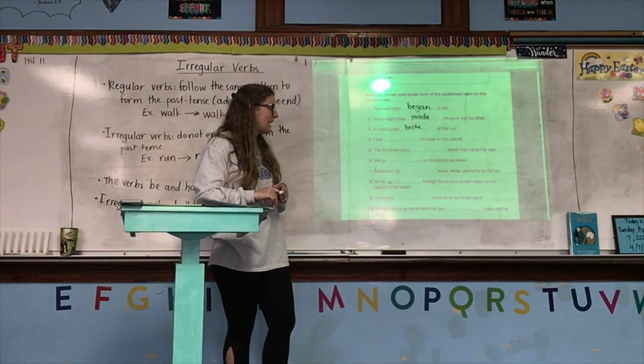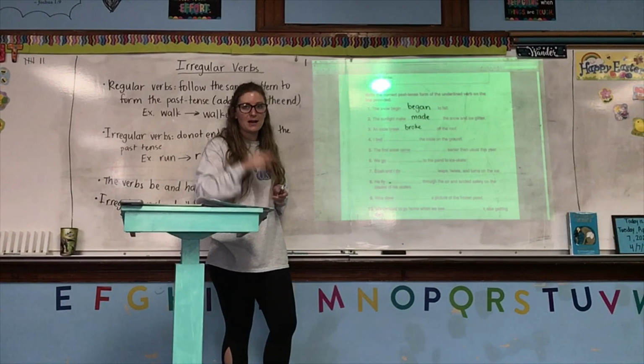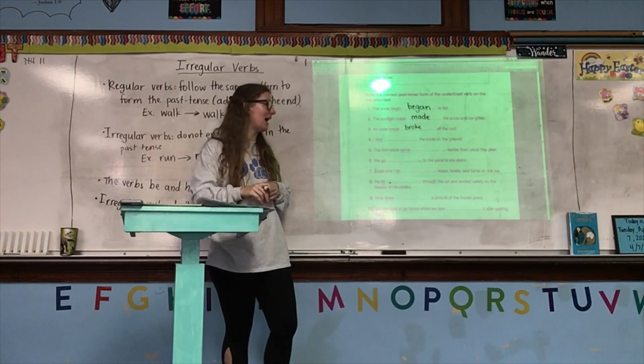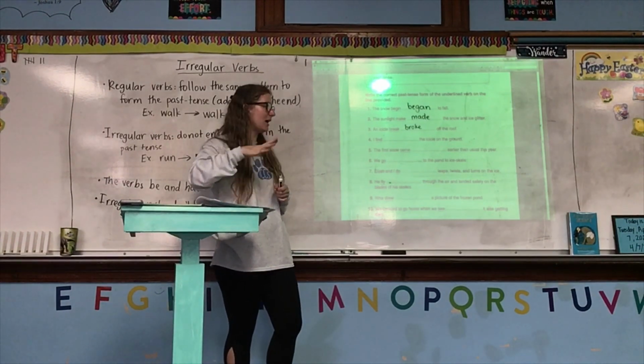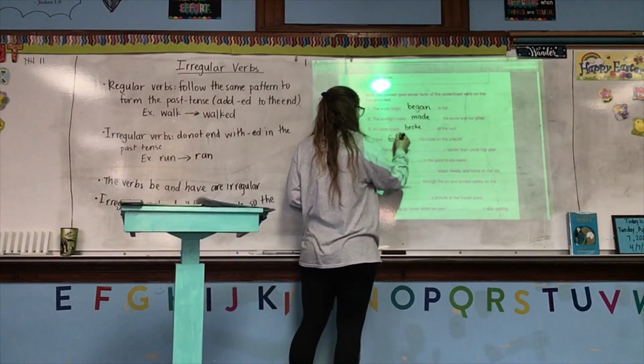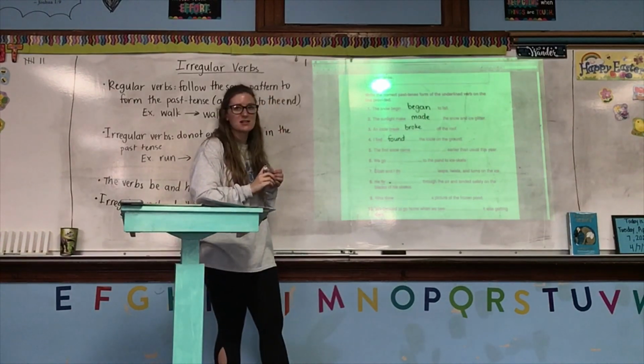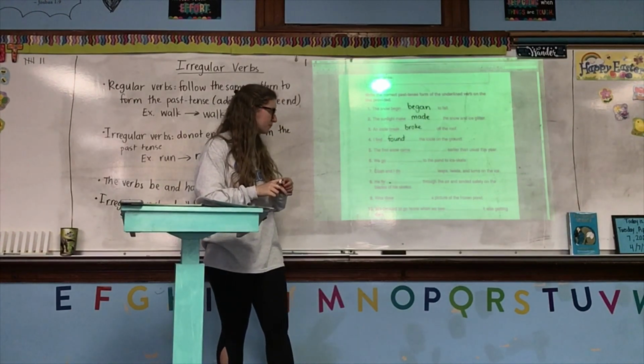Number 4, I blank the icicle on the ground. We didn't find it on the ground. I didn't find it on the ground. I found the icicle on the ground. So we change that I to an OU.